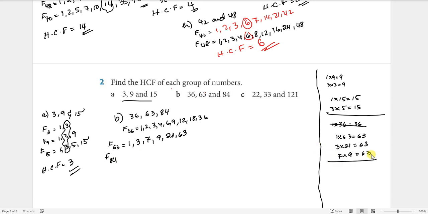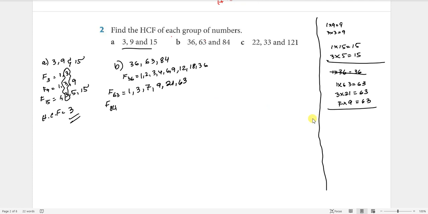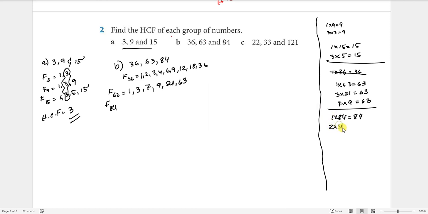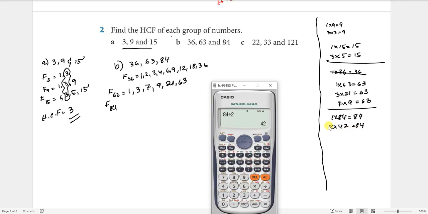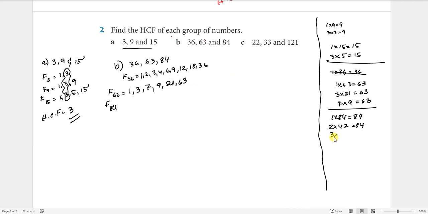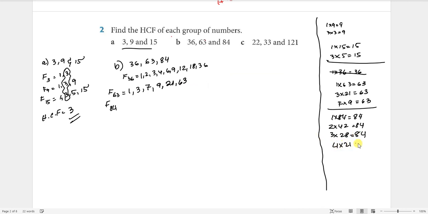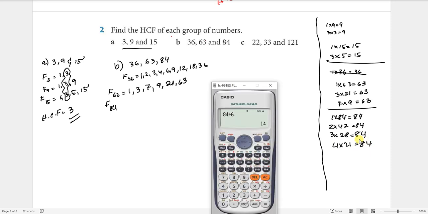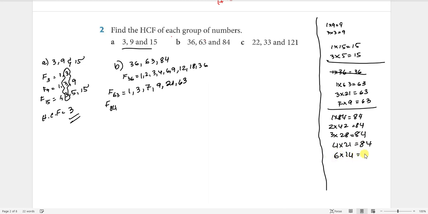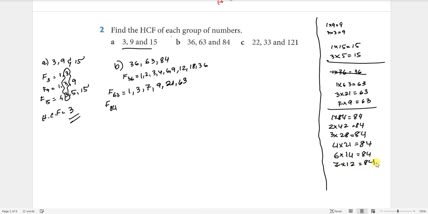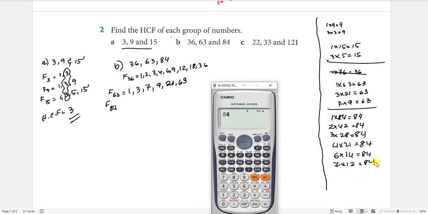Factors of 84. 4 times 21 is equal to 84. 6 times 14 is equal to 84. 84 divided by 7, 7 times 12. 84 divided by 8. 84 divided by 9. So again we come back to the same step.